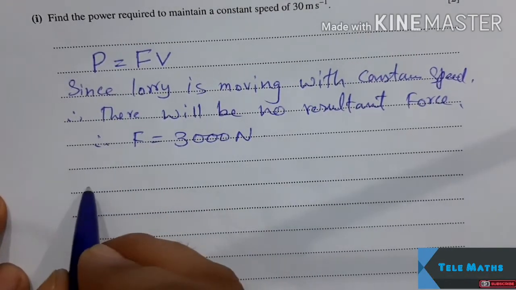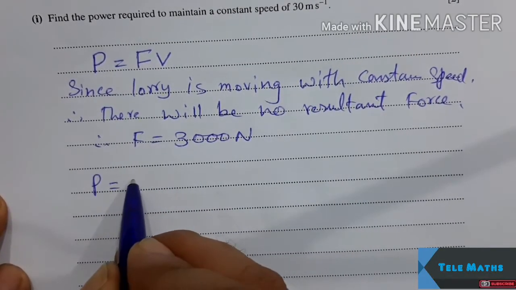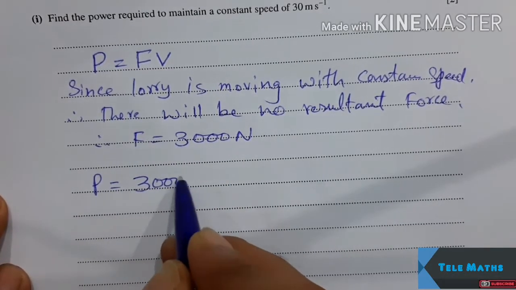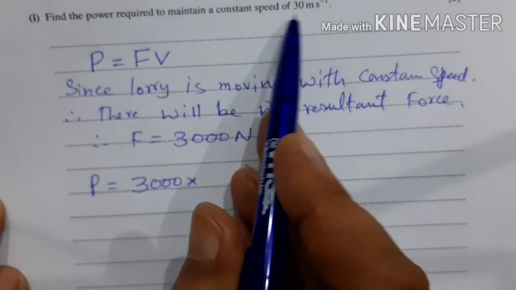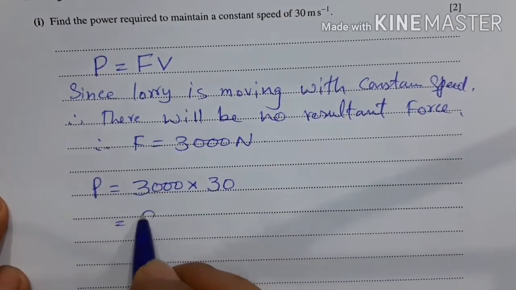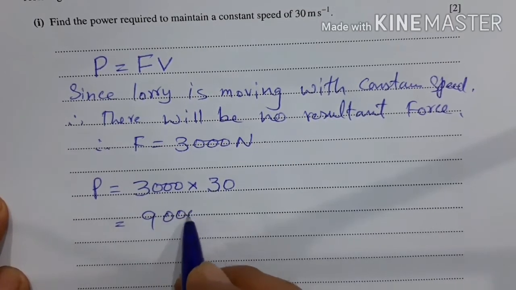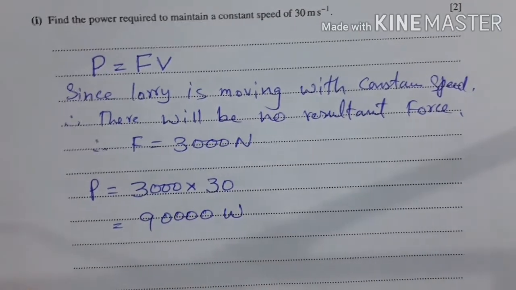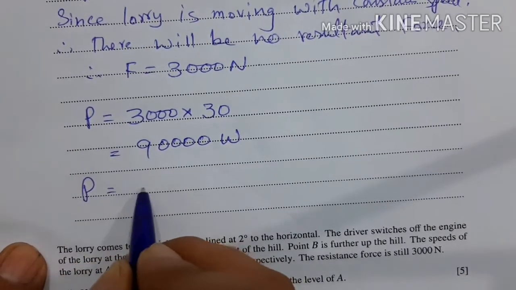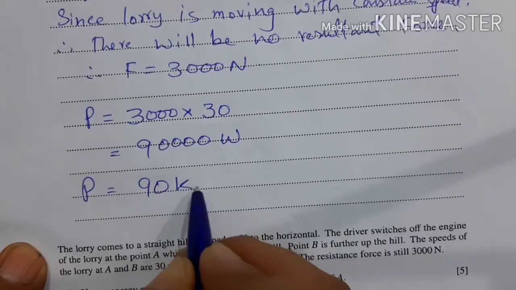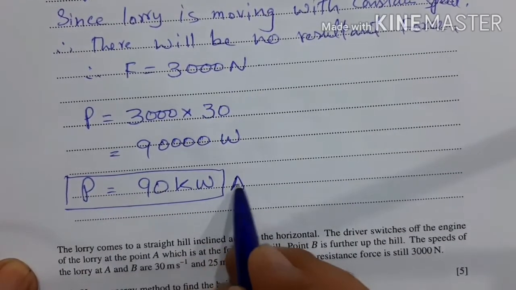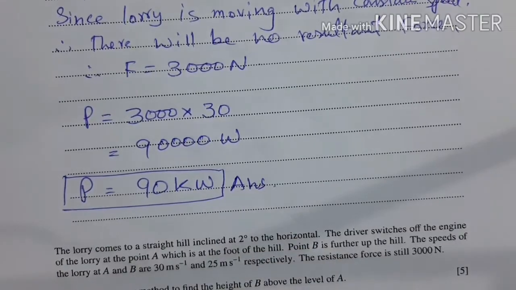Okay, therefore power is equal to F, 3,000, into velocity, 30. So this will be 90,000 watts, or we can write it as 90 kilowatts. This is our answer of part 1.